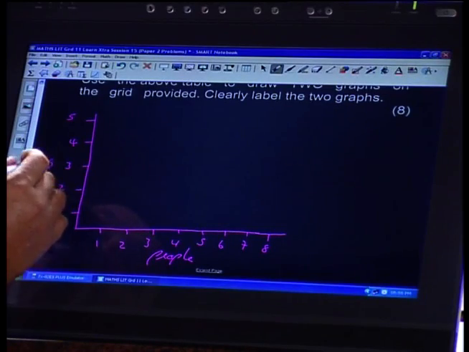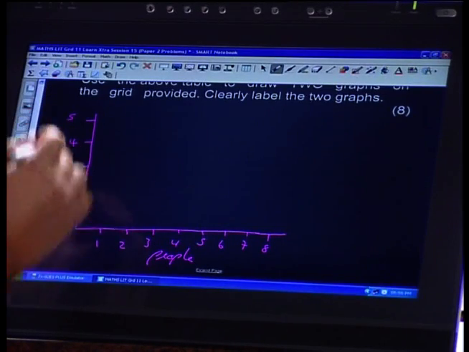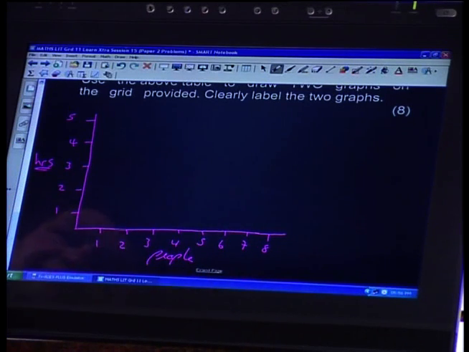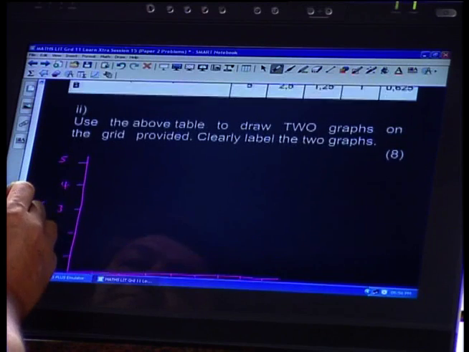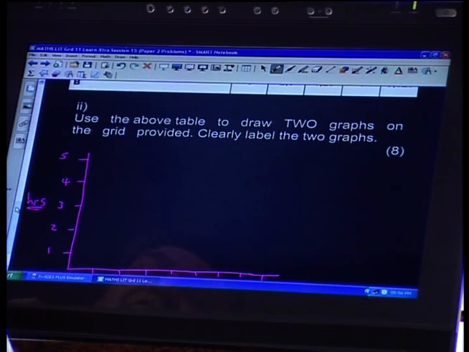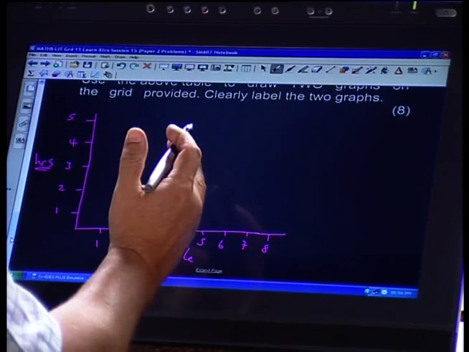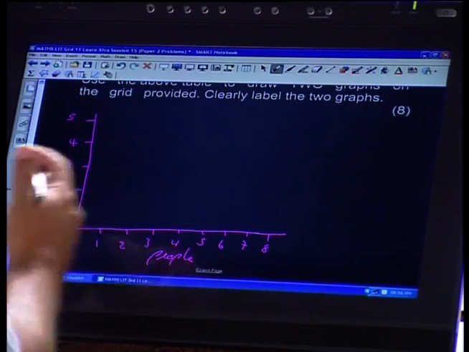I've got to write down what these numbers represent, and they represent my hours. What do these represent? They represent the number of people. And I've got to label my graph, and my graph is going to be the number of hours per person, okay, or the number of hours it takes to complete making 1 pair of sandals.